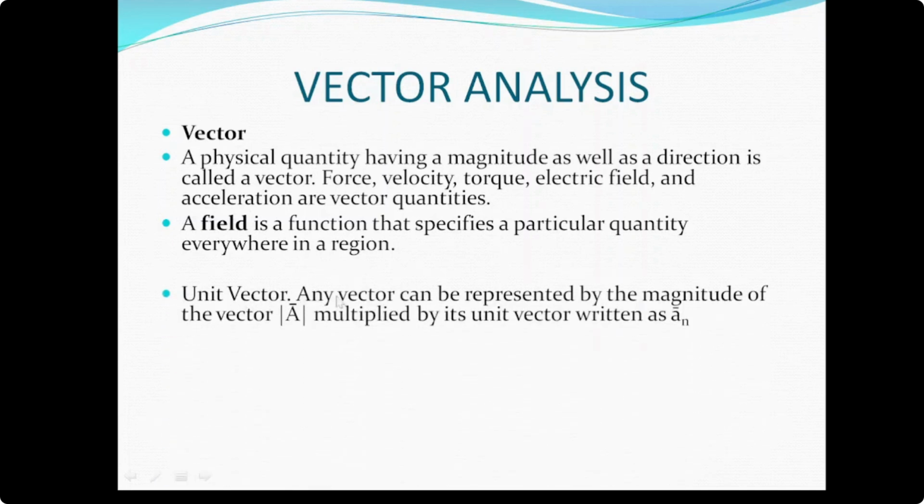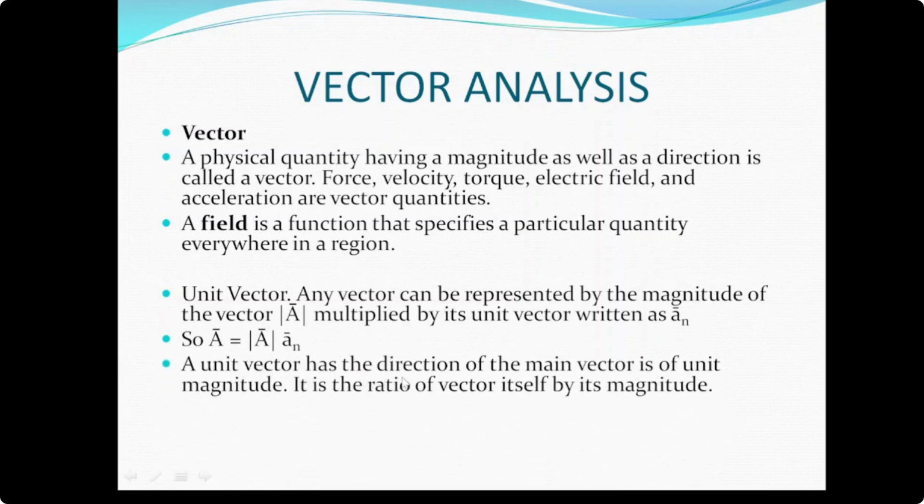Unit vector. Any vector can be represented by the magnitude of the vector multiplied by its unit vector, written as a_n. So vector A is equal to mod A into a_n. Here a_n is the unit vector of this vector, and mod A is nothing but the magnitude. A unit vector has the direction of the main vector and is of unit magnitude. It is the ratio of the vector itself to its magnitude. Thus, the magnitude of a unit vector is 1.